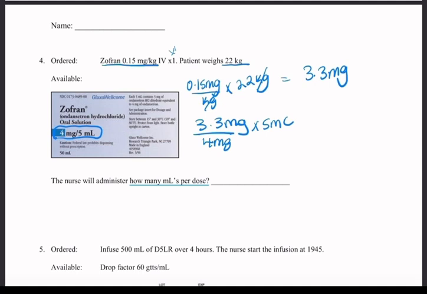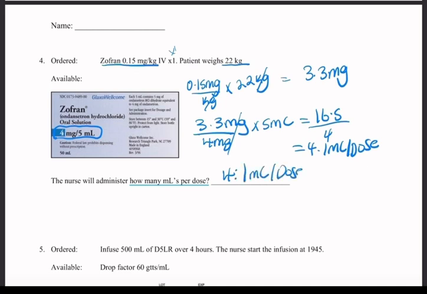And then once I get that answer, I divide it by 4 milligrams. So when I did 3.3 milligram times 5 ml, I got 16.5. I divided it by 4, and I ended up with 4.1 milliliter per dose. So I will be giving my patient 4.1 milliliter per dose of Zofran. So that's that right there.